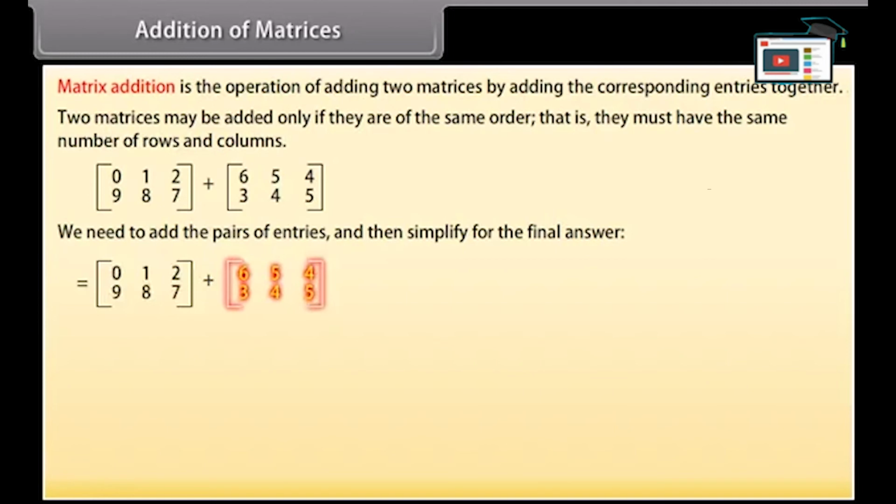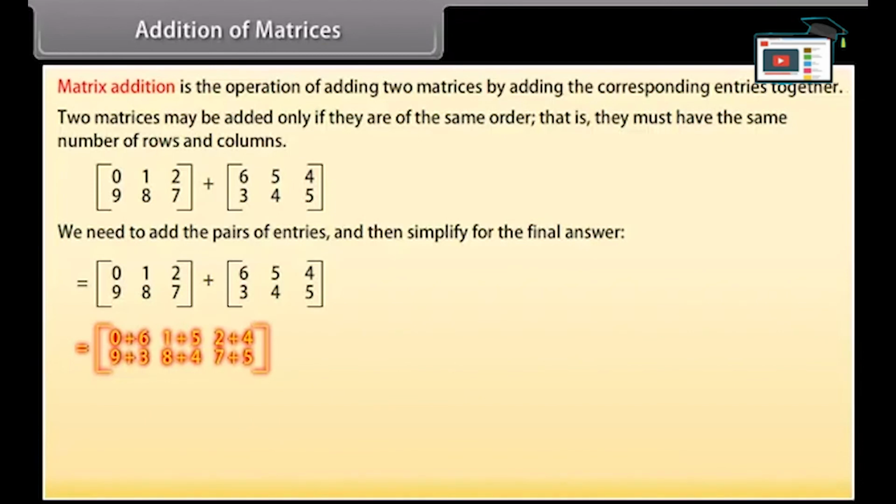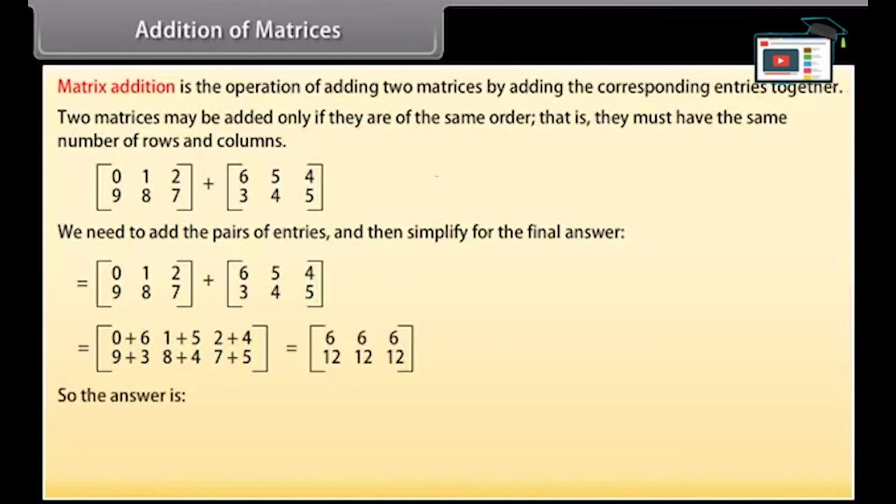3, 4, 5. Row-wise, first row 0 plus 6, 1 plus 5, 2 plus 4. Second row 9 plus 3, 8 plus 4, 7 plus 5, is equal to row-wise, first row 6, 6, 6, second row 12, 12, 12. So the answer is row-wise, first row 6, 6, 6, second row 12, 12, 12.